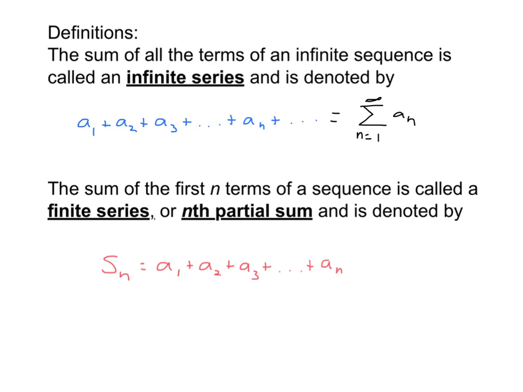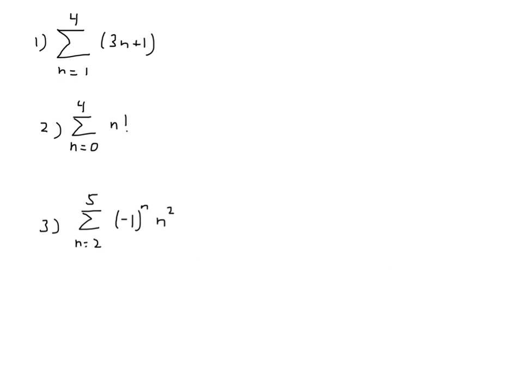Now that also has a sigma notation that would be equal to the sum, and this time we'll use a different letter. We'll use i equals 1 to n, because the final was n, of A sub i. And so that would just be the partial sum, the sum of the first n terms of the sequence. Here are some examples of partial sums, and they're going to ask you to find these partial sums.